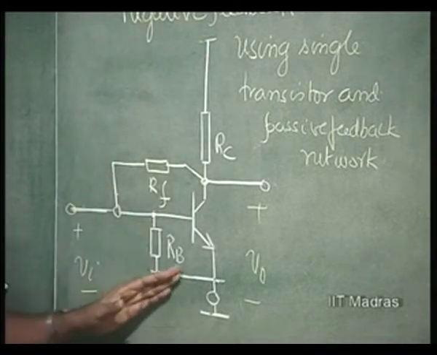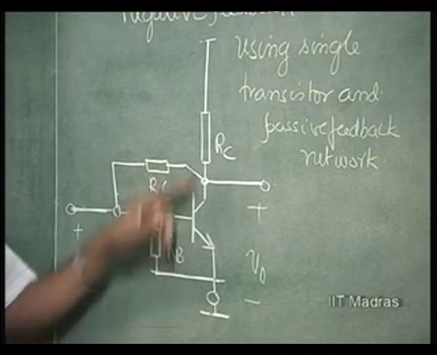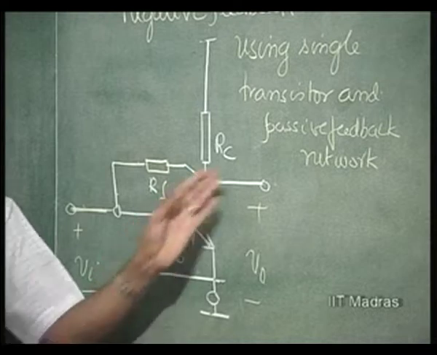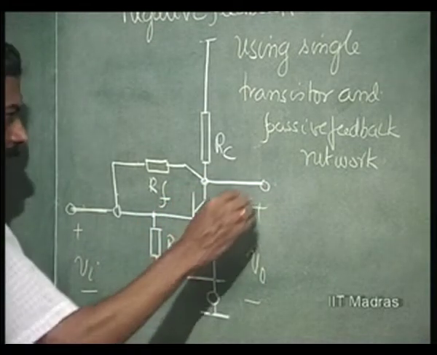So, these are all the non-idealities. RB is coming here, taking away certain amount of current, and RC is the load. There may be additional load resistance also connected. So, you might have this as this also.